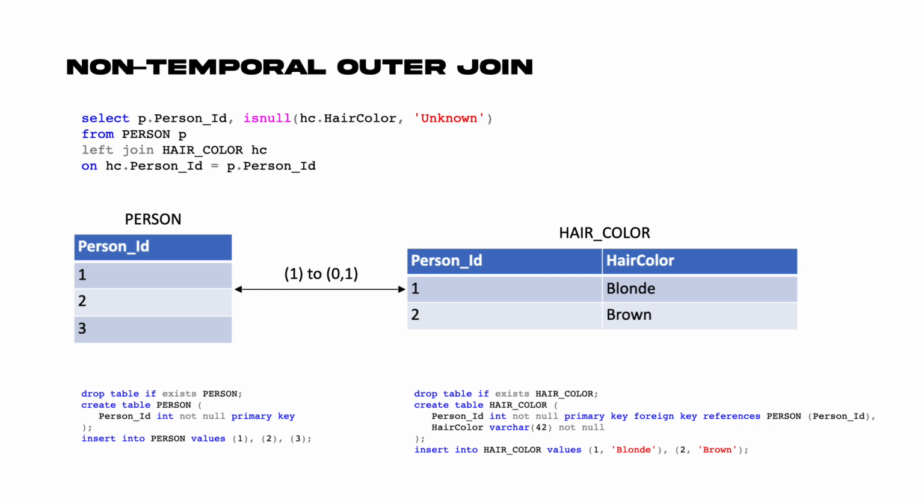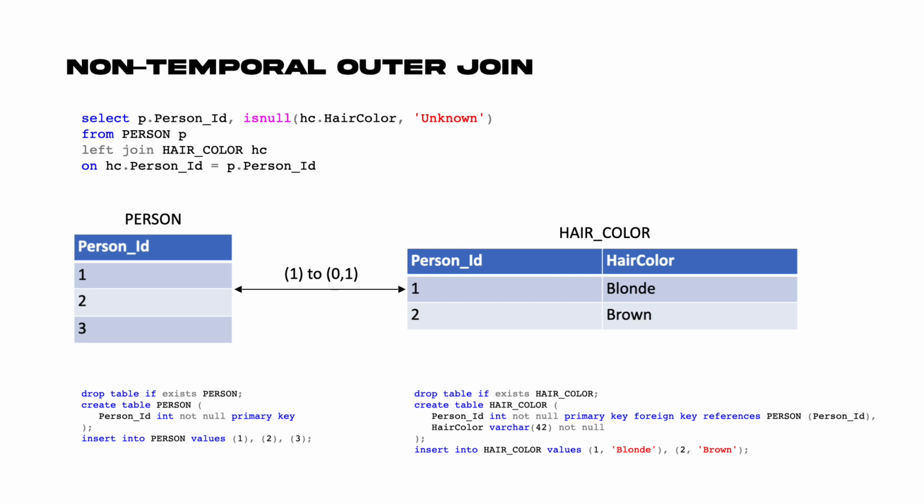And if we don't want to show a null value for the hair color for person 3 in this case, we can do some logic in the SQL query that replaces it with, say, the string unknown, to indicate that we do not know what the hair color of this person is. And basically that encapsulates those two types of joins that we can do when no temporality is involved.